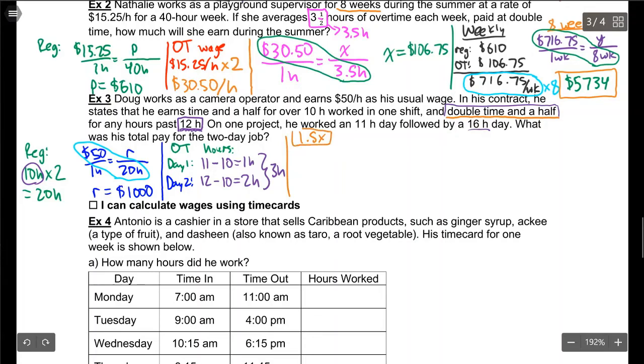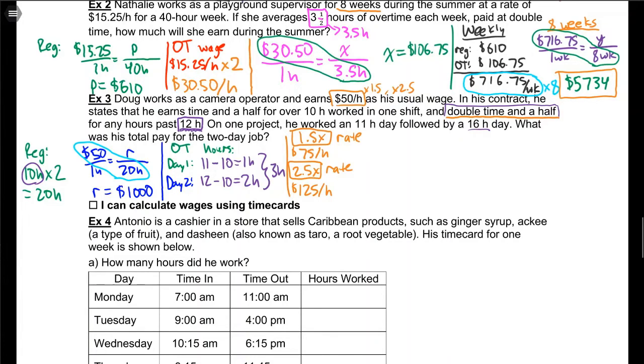So for his 1.5 times pay, we need to figure out, first of all, how much his 1.5 times rate is. And actually, while we're here, let's figure out his double time and a half rate as well. Let's do both of these at once just to save a little bit of space. So all I'm going to do is take his regular $50 an hour and multiply that by 1.5, or multiply that by 2.5. So that works out to $75 an hour as his time and a half, or $125 per hour. I'm pausing for dramatic effect. I would love to work for $125 an hour. Sign me up. Anyway, let's keep going.